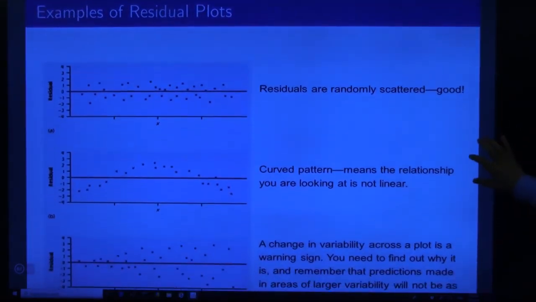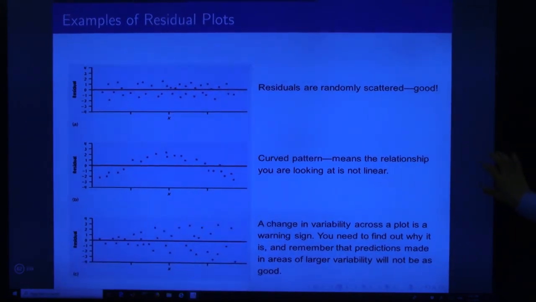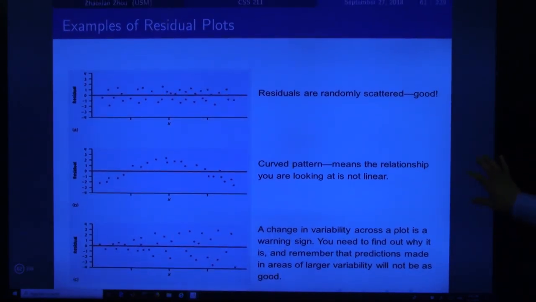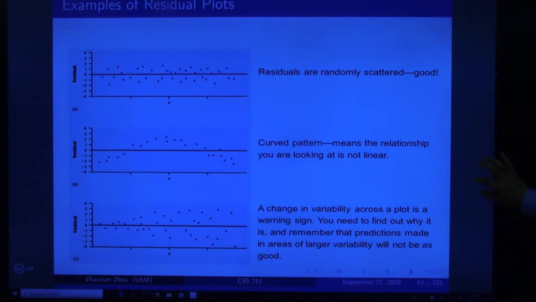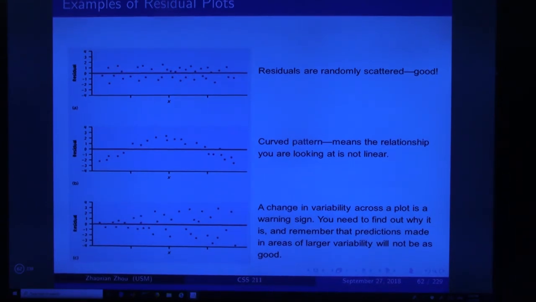Examples of a residual plot. From the residual plot, we can find some mistakes or some errors in the data. For example, this is the residual plot.